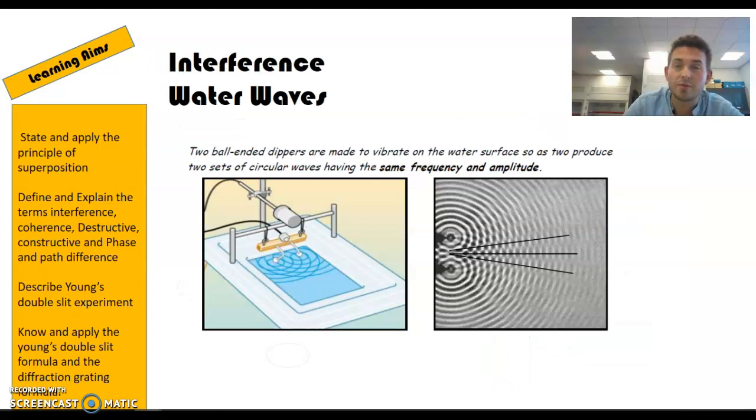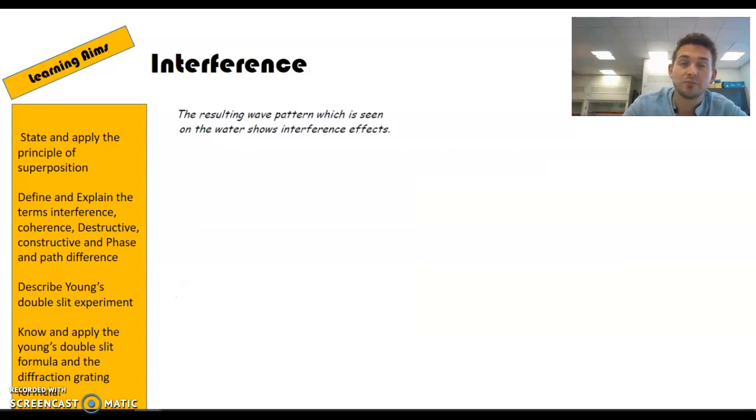You can see this same thing with water waves. If you get this set up like this with two ball-ended dippers that just go up and down, and they make 2 point disturbances, both those waves will go like that and spread out like you can see. And there are points where they overlap, where it's continually cancelling out or continually adding up, constructively interfering.